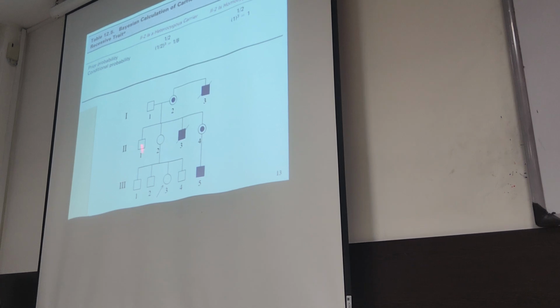For the first one, 1 out of 2 chance of having a healthy boy. For the second one, 1 out of 2 chance of having a healthy boy. For the third one, 1 out of 2 having a healthy boy, okay? So these 3 healthy boys happen at the same time. It means 1 out of 2 multiplied by 1 out of 2 multiplied by 1 out of 2, which is 1 out of 8. Okay? Being a carrier and having 3 healthy boys at the same time.